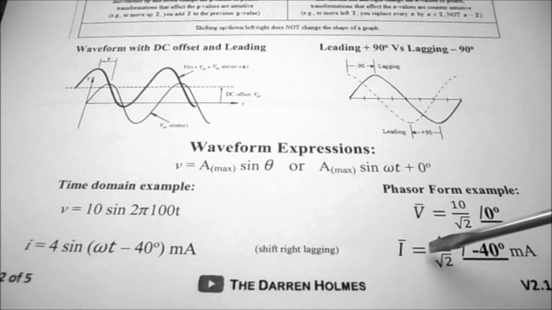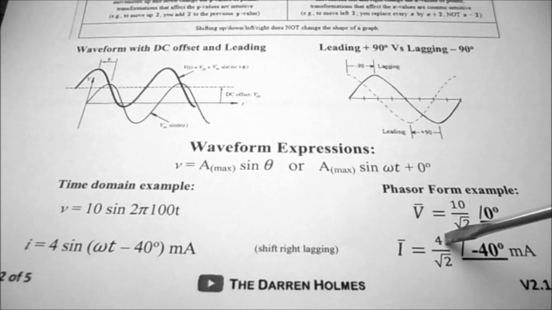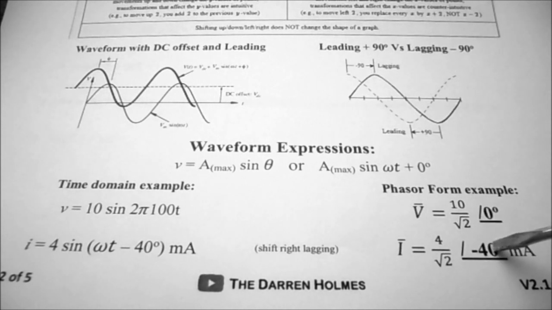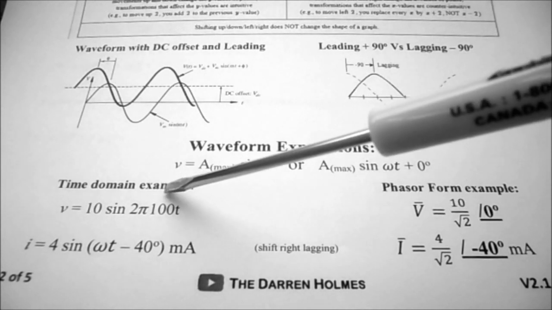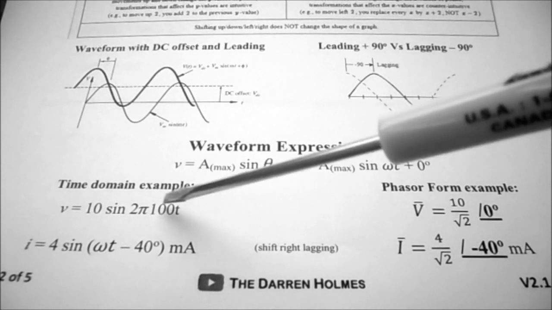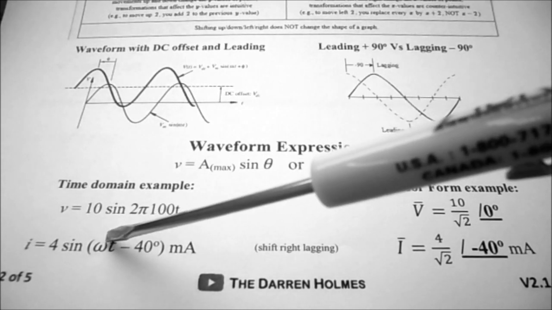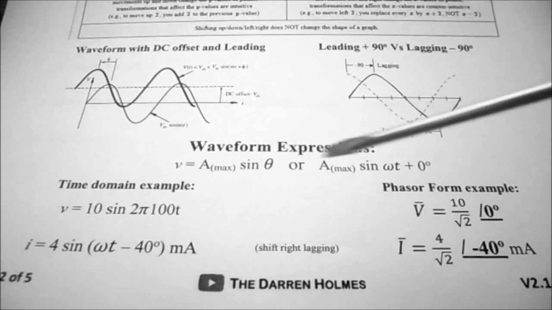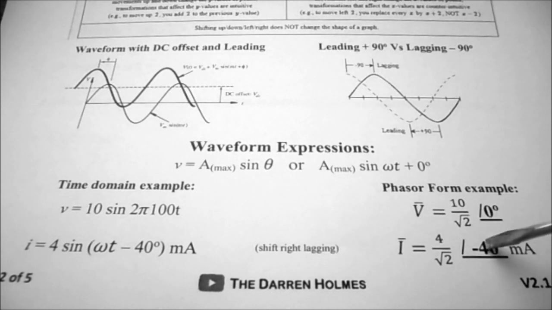When we write it in the phasor form, we have to convert the peak to RMS, so we do the 4 divided by root 2. And in this case, we actually have an angle of minus 40 degrees. You notice in the time domain, we can pick up the frequency from the 100, that would be in hertz, or it would be part of the omega. Remember, omega is 2 pi f. When we look at these in the phasor form, you'll notice that there is no frequency.